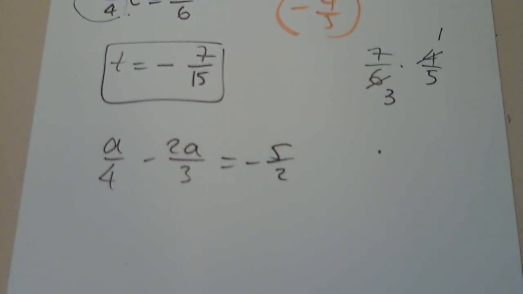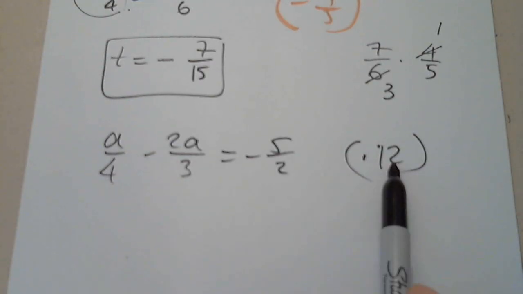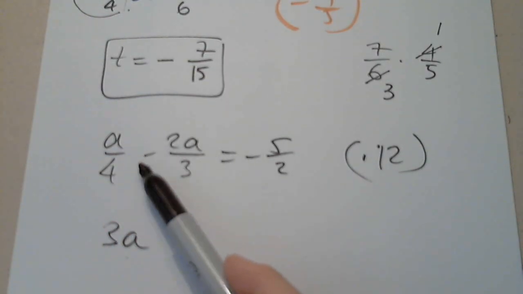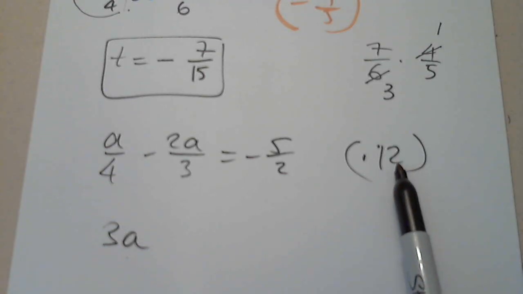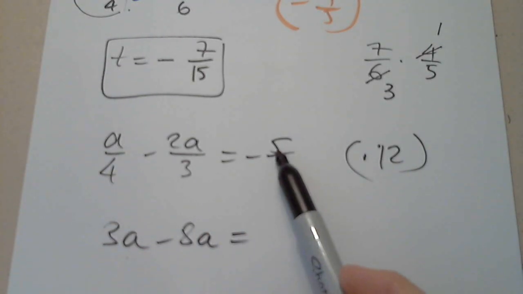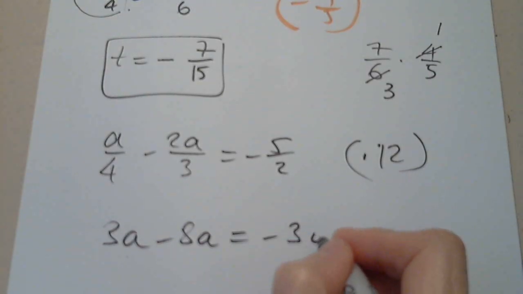I refuse to solve equations with fractions, so I would multiply both sides by 12 because that's the least common denominator. So when I multiply a/4 by 12, I get 3a. When I multiply negative 2a/3 by 12, I get negative 8a. When I multiply negative 5/2 by 12, I get negative 30.